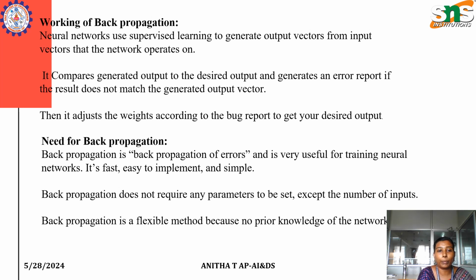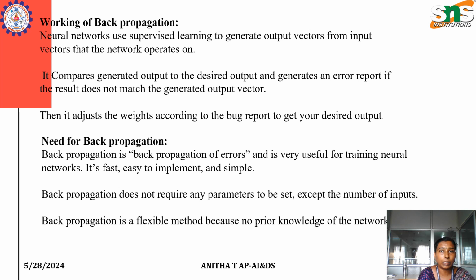Need for back propagation: back propagation is the back propagation of error, and is very useful for training neural networks. It is fast, easy to implement, and simple. Back propagation does not require any parameters to be set, except the number of inputs. Then, back propagation is a flexible method because no prior knowledge of the network is needed.